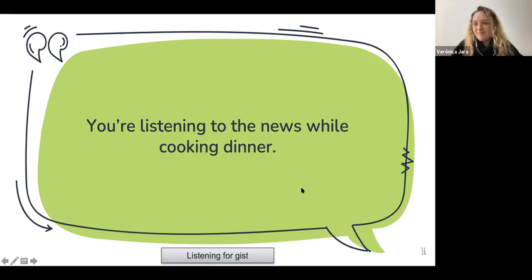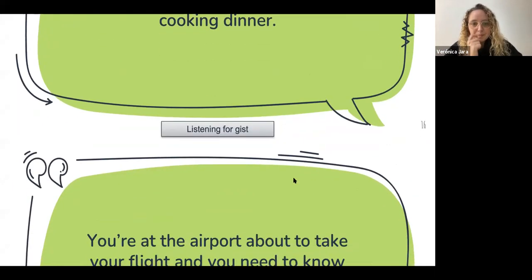Unless I have a purpose, I have an aim, like I want to listen to the weather for tomorrow. Excellent, very good. Unless you have a specific purpose, like, okay, I want to know what the weather will be like tomorrow, or I want to know what happened with something. But if not, you're listening for gist, big ideas, general ideas.